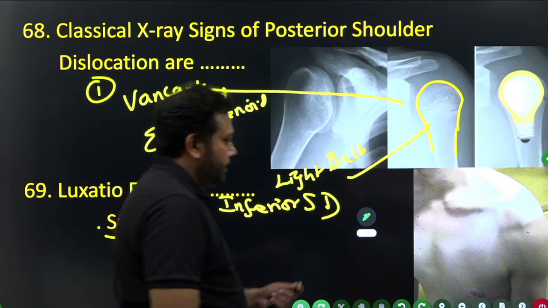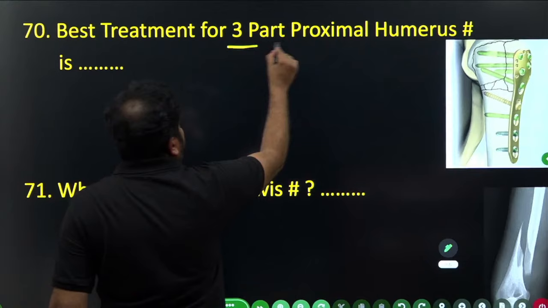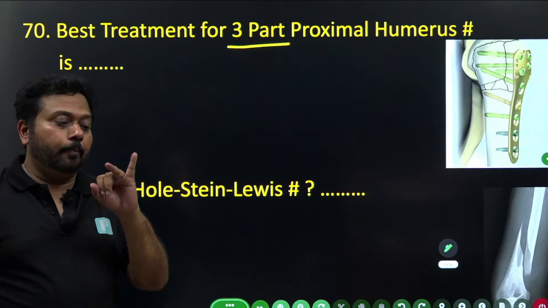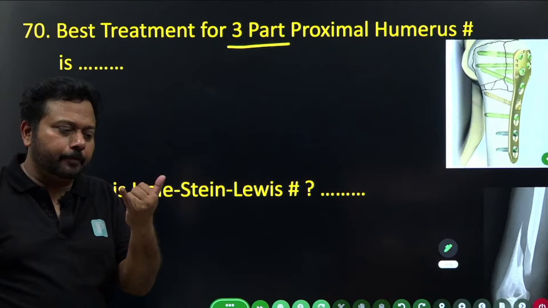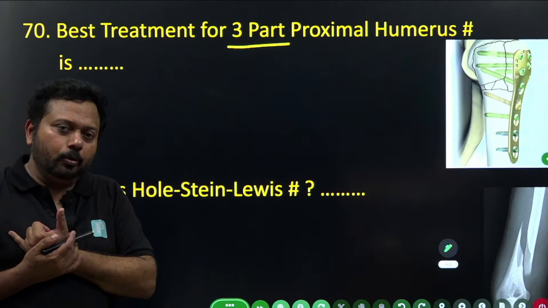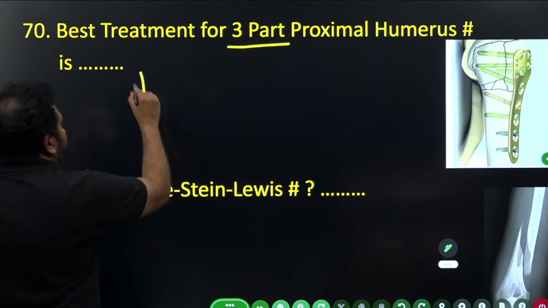Best treatment for proximal humerus fracture. When they ask a question like this, best treatment for three part, you know the Neer classification: 1 part, 2 part, 3 part, 4 part. What are the parts and how it's called a part, please refer to my main session. There is no time to explain. If it is a 1 part fracture, the treatment of choice is immobilization in an arm sling. Don't do conservative management for 2 part. If it is a 2 part fracture, you have to reduce it and fix it with a K-wire. If it's a 3-part fracture, the treatment of choice is what is called a PHILOS plate.